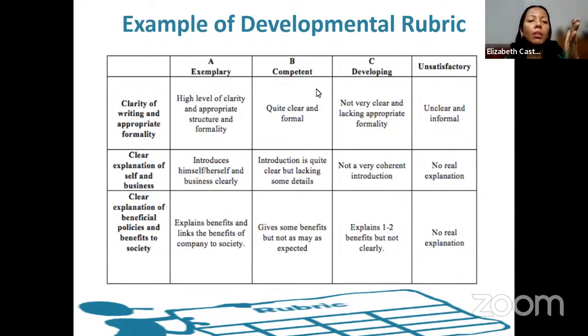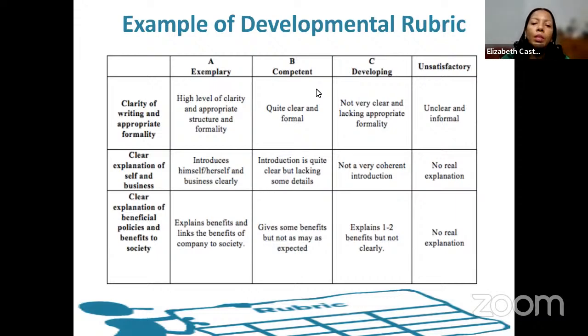Talking about, for example, the criteria, we have clarity of writing and appropriate formality, clear explanation of self and business, clear explanation of beneficial policies and benefits to society. So imagine that this is a class about any topic in business. So here, A means high level of clarity and appropriate structure and formality. So very clear the ideas, the structures, and the formality, the way the student approaches the people and the topic. A B will, for example, maybe this evaluation may be in a place where the evaluation is with letters.